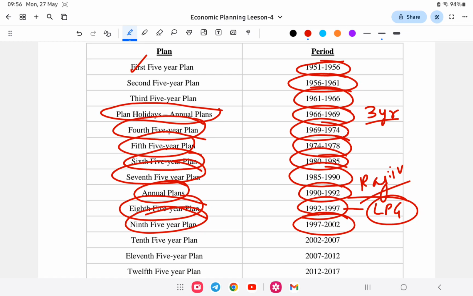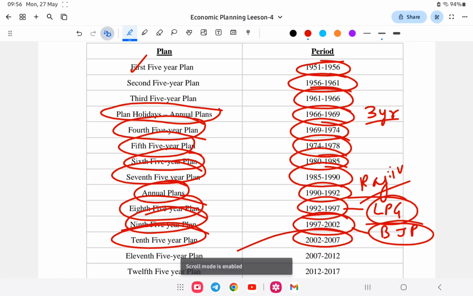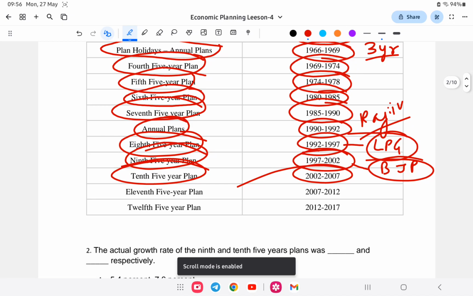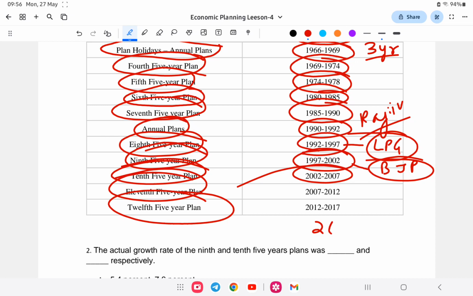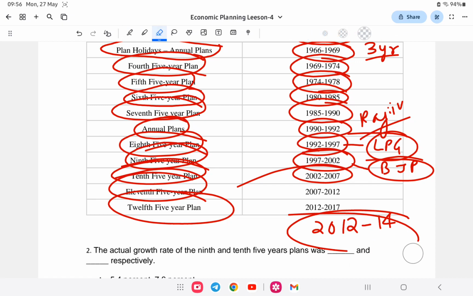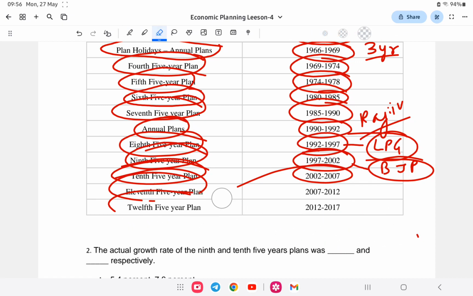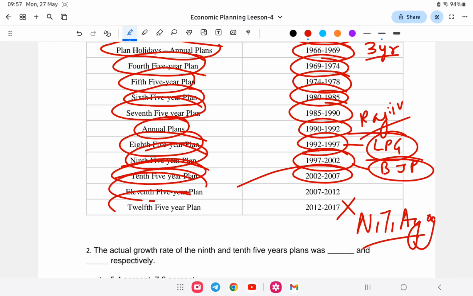The 9th 5-year plan was 1997 to 2002, under the BJP government of Atal Bihari Vajpayee. The 10th 5-year plan was 2002 to 2007, under the Congress government. The 11th 5-year plan was also under the Congress government. The last and shortest is the 12th 5-year plan, 2012 to 17, but it ran only till 2014, because after 2014 the Narendra Modi government came to power and eliminated the 5-year plan, and brought in Niti Aayog, the National Institution for Transforming India, in 2014.